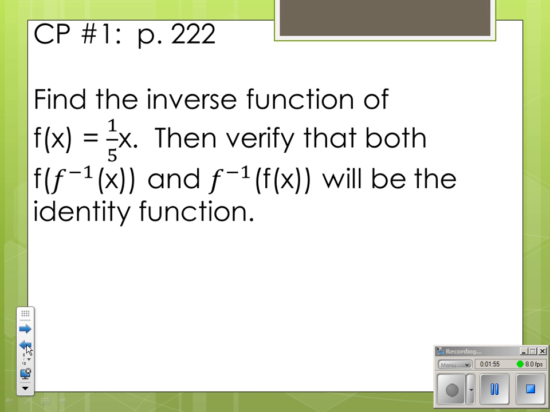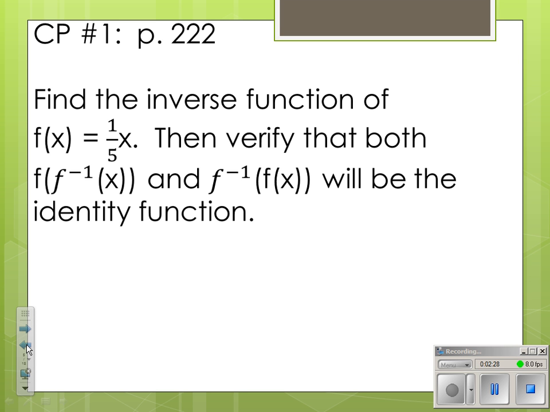So let's take a look at checkpoint number 1 on page 222. It says find the inverse function of f of x equals 1/5 x, and then verify that both f of f inverse of x and f inverse of f of x would in fact be identities. All right, this is not as difficult as it sounds, so just hang in there with me.